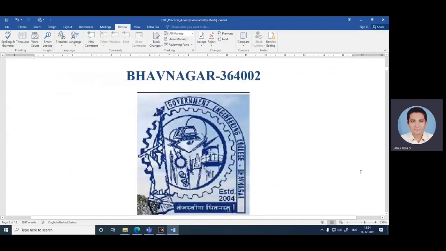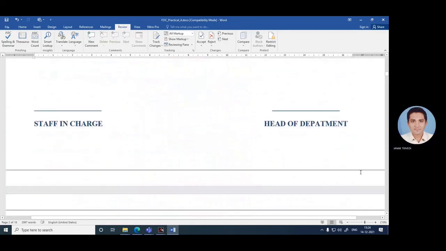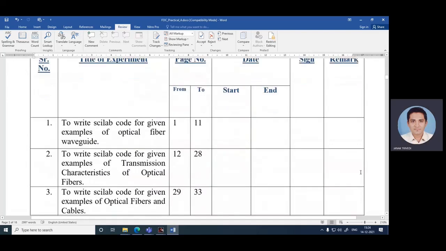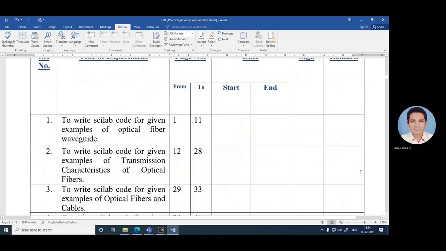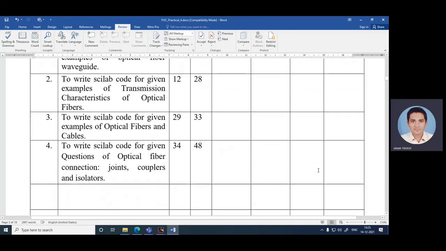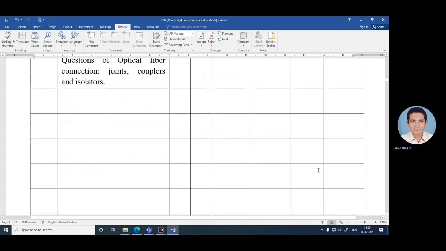This is the sample of certificate. Index. In earlier video lectures we have discussed optical fiber waveguide, transmission characteristics of optical fibers, and optical fiber and cable related examples. In today's practical, we will discuss Scilab code for optical fiber connection, joint, coupler and isolator.